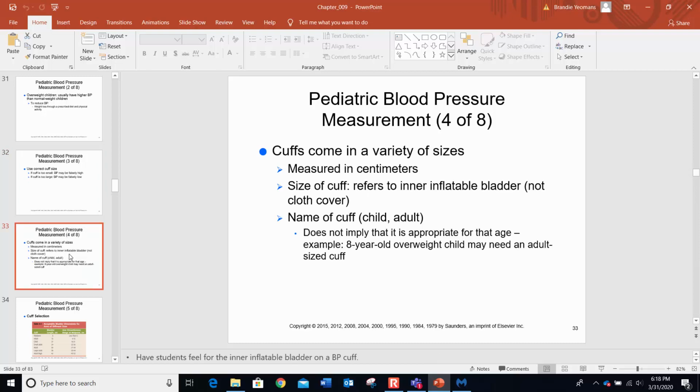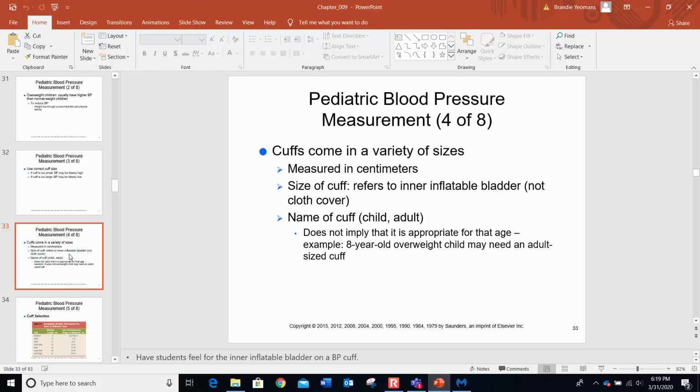So how do we measure? Same as what we do for an adult. That cuff needs to go around the patient's arm, and the bladder of the cuff should encircle between 80% and 100% of their arm, typically about 80%. Okay, so there are different sizes of pediatric cuffs.